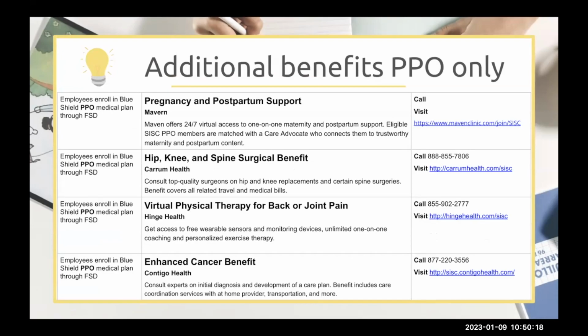There is MAVR, which is pregnancy and postpartum support. There is Carum Health, which is a hip, knee, and spine surgical specialist, that's what they do, and so that's an option for you to look into. There's virtual therapy through Hinge. They give you devices, and then you can do it at home instead of having to go in. And then there's also an enhanced cancer benefit that you're eligible to contact them for more support.